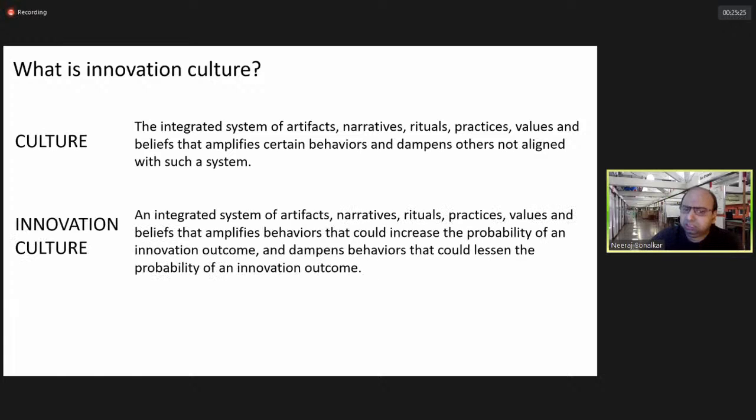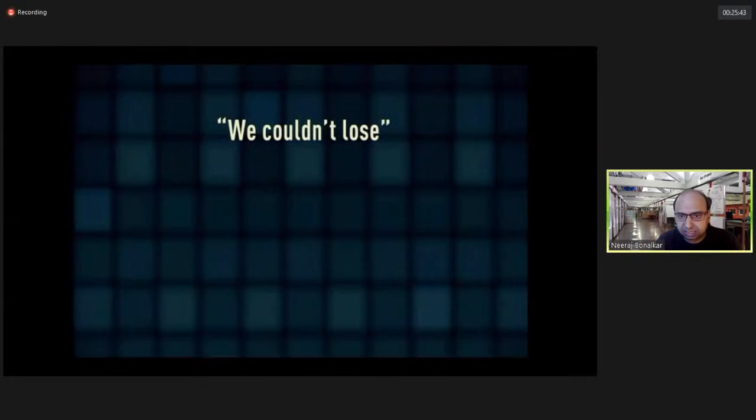So an innovation culture is a culture. So it is all the things which I discussed about. But it increases the probability of an innovative outcome, and it dampens the behaviors that lessen the probability of an innovation outcome. So we'll look at some of that.